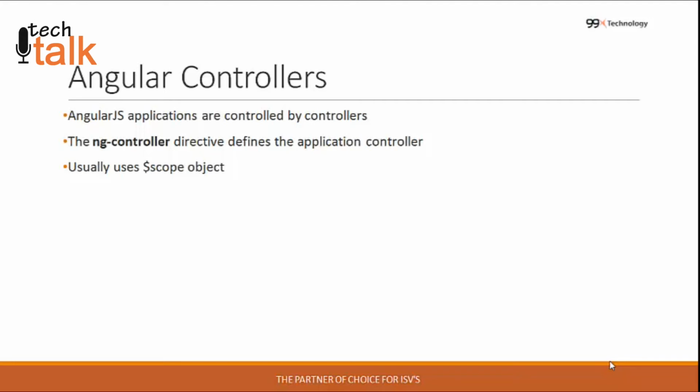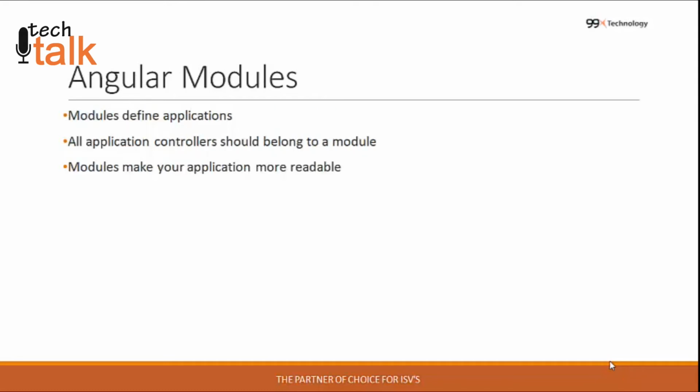At the beginning of this tutorial, I told that the Angular framework contains the MVC pattern and the C stands for controller. The controller manages the behavior of the application, and we use the directive called ng-controller to define the controller within an application. Normally the controller also contains a special object called scope. To define a controller in a proper way, we can use Angular modules. All application controllers should belong to a module, and modules can make your application more readable.